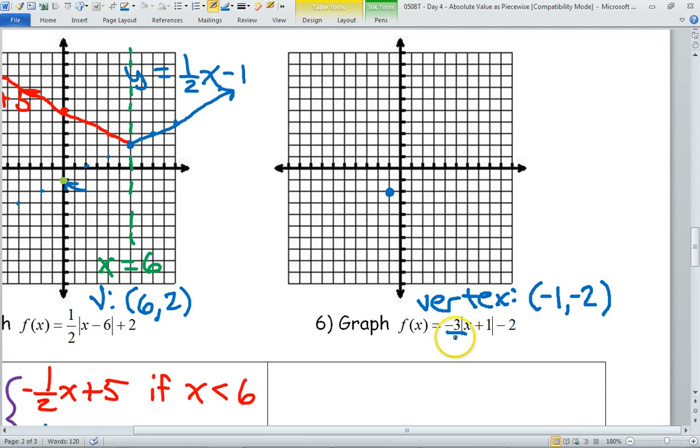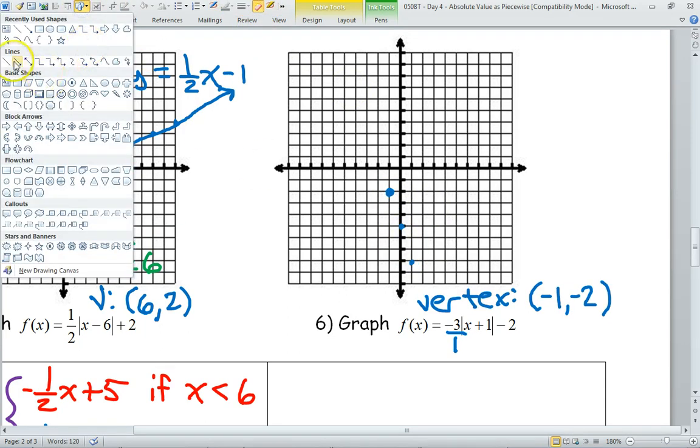This -3 means down 3, right 1. So I will go down 3, right 1. Down 3, right 1. Okay, so that's going to be like this. Down 3. Wow, I missed. Let me try that again. In fact, maybe I shall cheat a little bit.